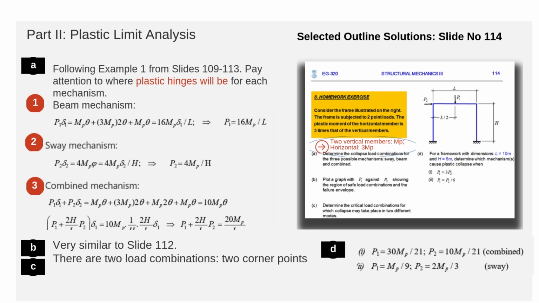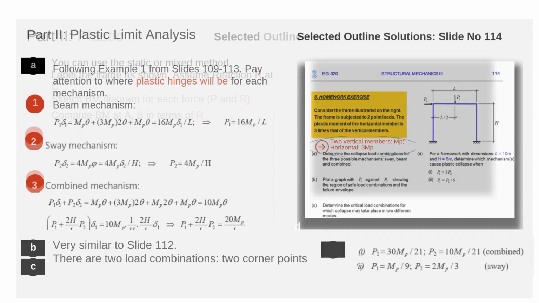Moving on to load combinations, we examine scenarios where different loads are applied to the structure. Whether it's a combination of vertical and horizontal loads or just one type of load, we can analyze how the structure behaves under these conditions. By understanding these mechanisms and analyzing load combinations, we gain valuable insights into the behavior of structures under various loading scenarios, helping us ensure their safety and stability.